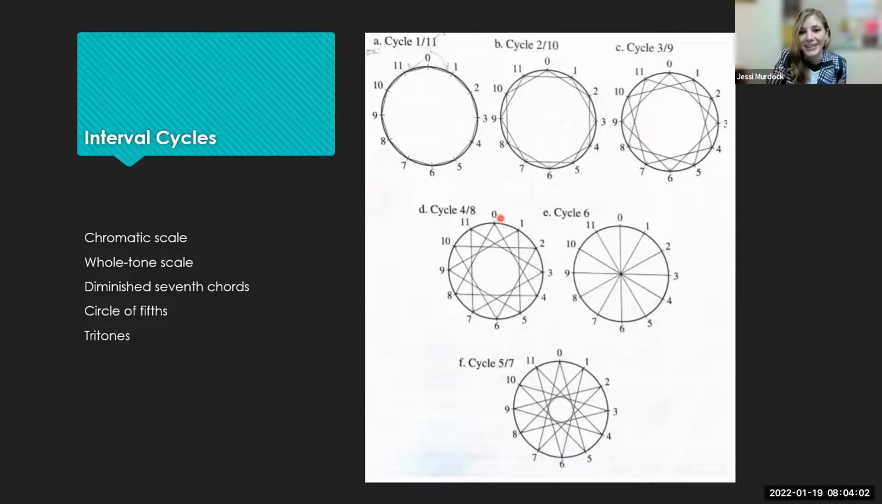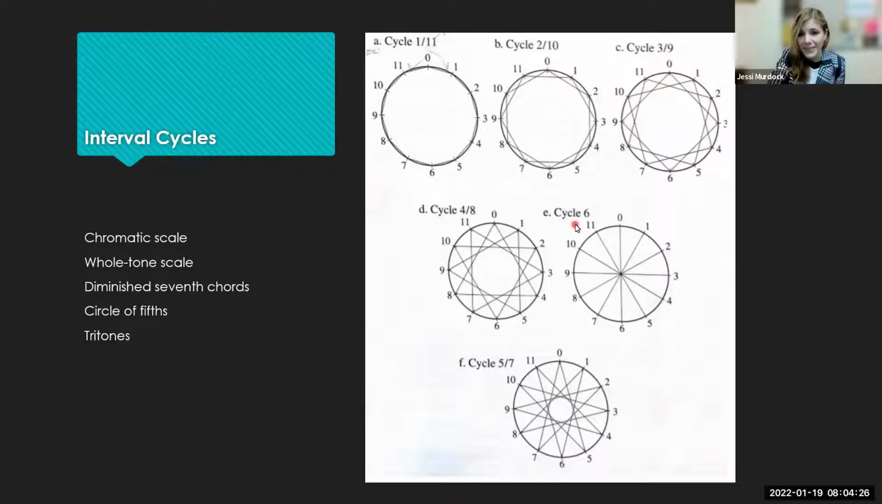You can see on this one, we can start on 0, we can start on 1, and end up with different notes. We can start on 2, end up with different notes. We can also start on 3, but once we get to number 4, then we're just repeating. So there are 4 different possibilities for that cycle.